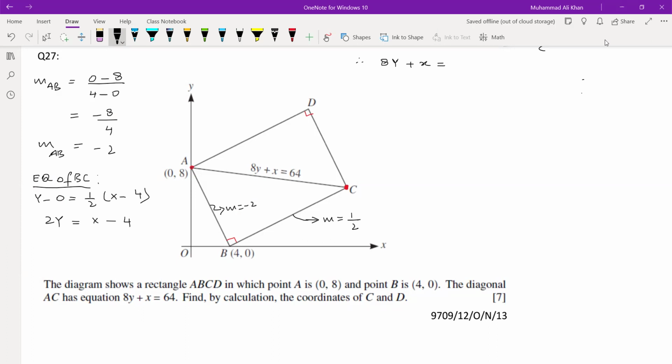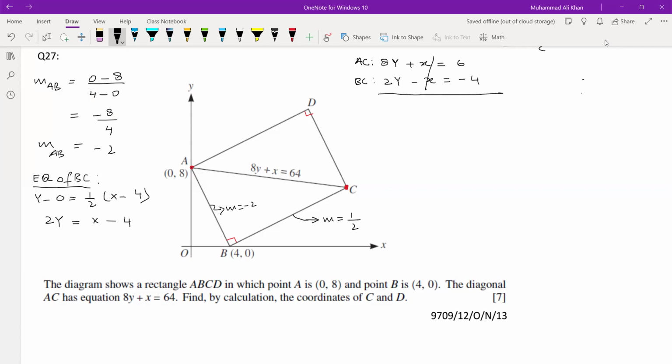Now, the first equation which we have to use is 8y plus x equals 64, the equation of AC. And the second equation which we have to use is the equation of BC, which is 2y minus x equals minus 4. Are you clear? And we have to solve them simultaneously. To solve simultaneously, I am adding both of them.